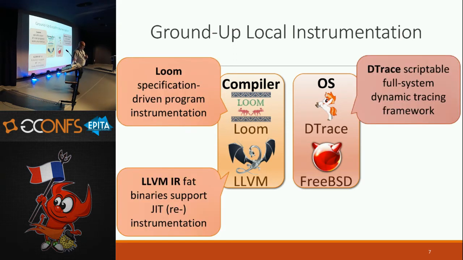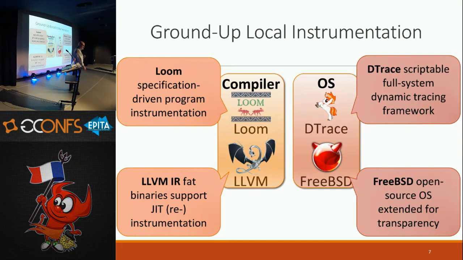So let's get all that on the screen. So Loom is specification-driven program instrumentation. This will result in things like fat binaries. Of course, everything's built on FreeBSD because FreeBSD. And then we're using DTrace as our tracing framework because in order to have this transparency, we're going to use tracing.